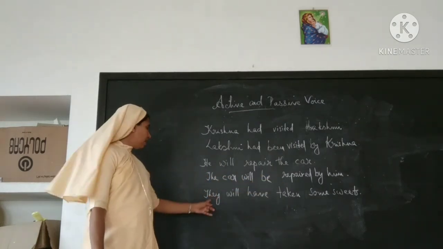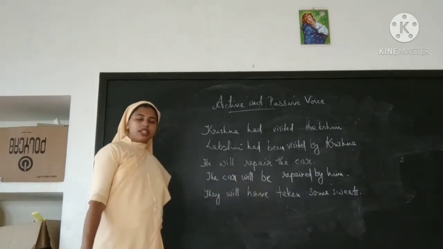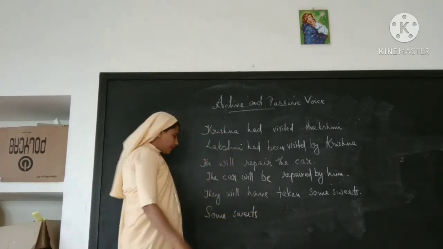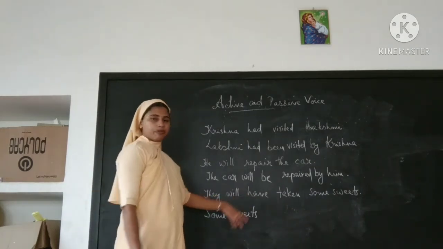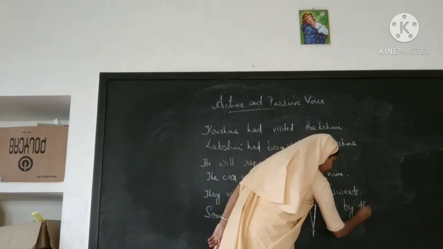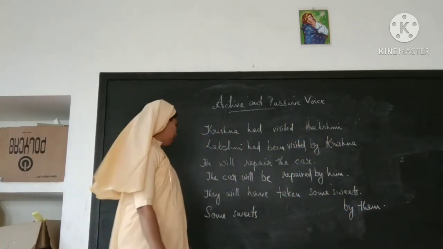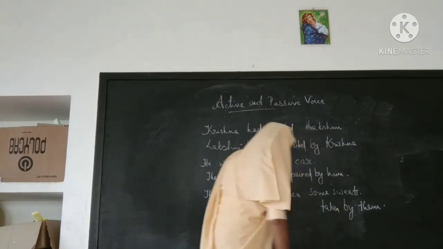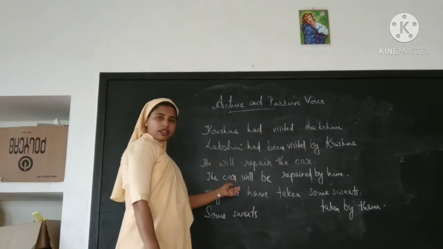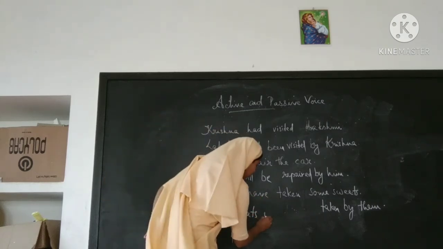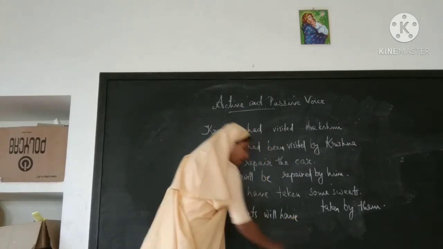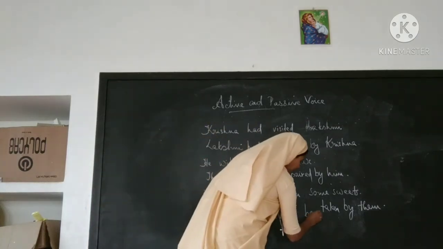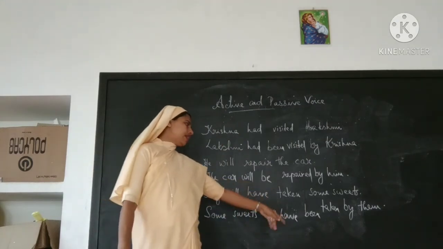Okay, last sentence, let's see. They will have taken some sweets. The object there is some sweets. Some sweets, and by them. Some sweets by them. Taken. Modal auxiliaries will and have are there, both we will take. Will have. And what is used along with perfect tenses? Be. Some sweets will have been taken by them.